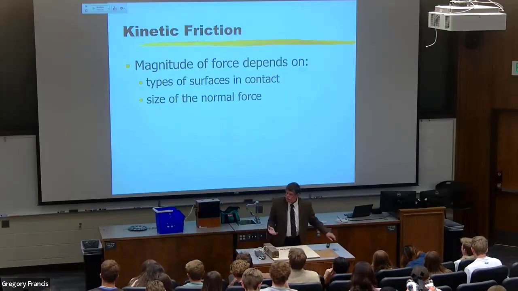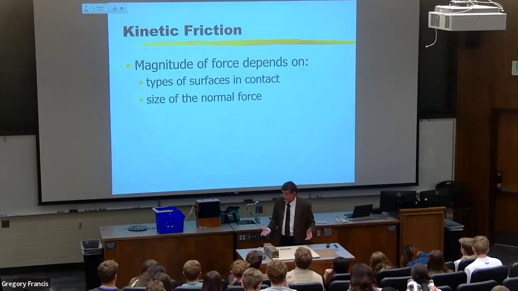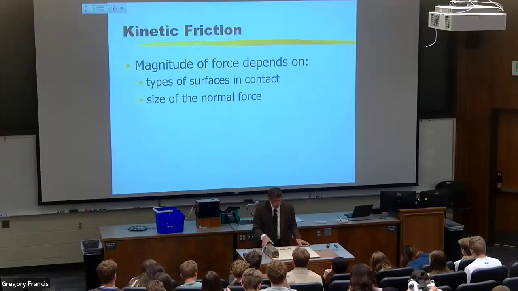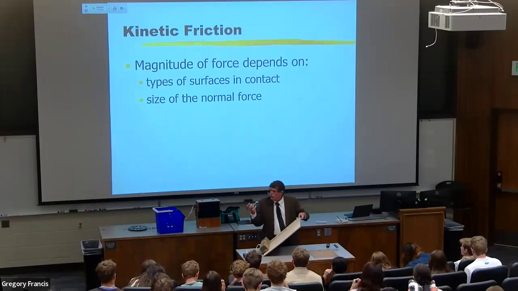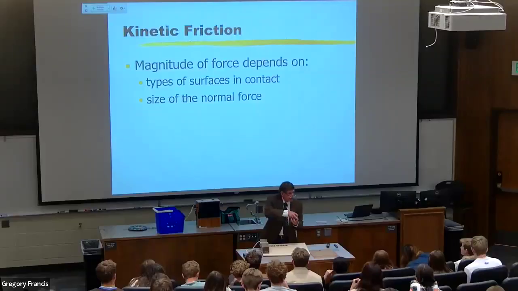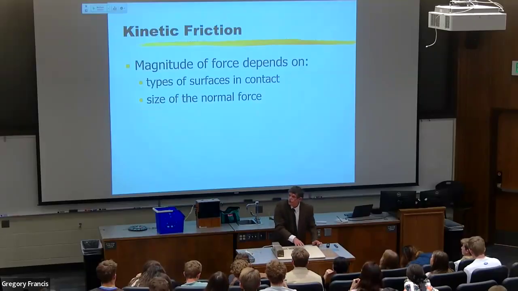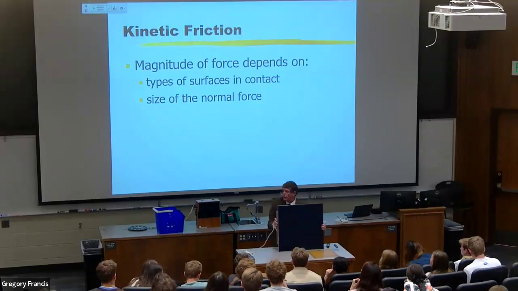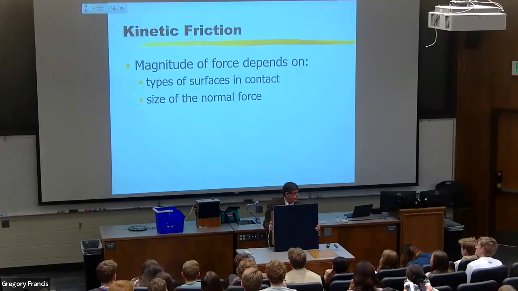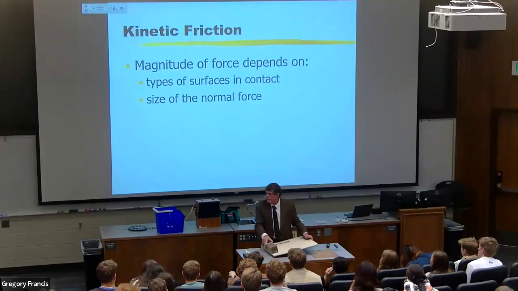Now, I think the surface area should matter. I mean, after all, we're talking about nooks and crannies that are scraping against other nooks and crannies. And if I'm sliding this object this way, I've got a big surface area with lots of nooks and crannies. Whereas if I slide it this way, I've got a few nooks and crannies that are interacting. I think that should matter.